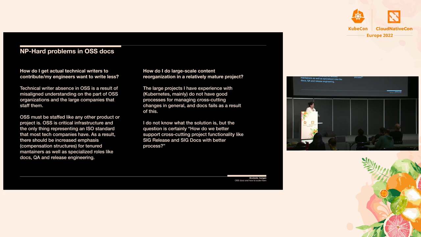servicing horizontal concerns. So I think the question to ask to maybe start solving this problem, and again, I really don't know the answer here, is how do we better support cross-cutting project functionality like SIG release and SIG docs with better process that doesn't hold them up? Because if you think about reorganizing content in Kubernetes, that potentially has hundreds of stakeholders that need to approve it, and that's why it's unachievable. And I think it's similar for some concerns in SIG release. So if we can answer that question, we can unblock the actual work.